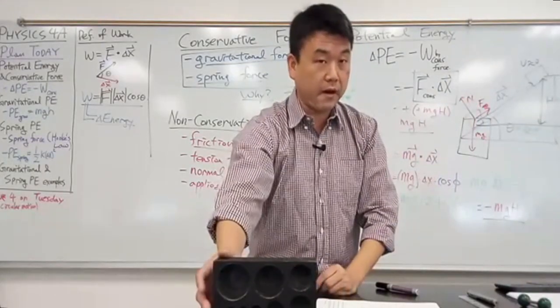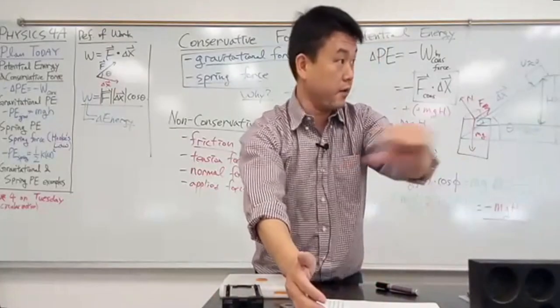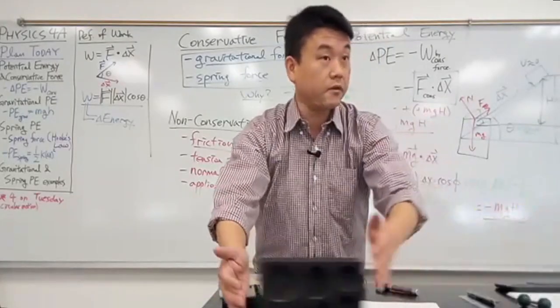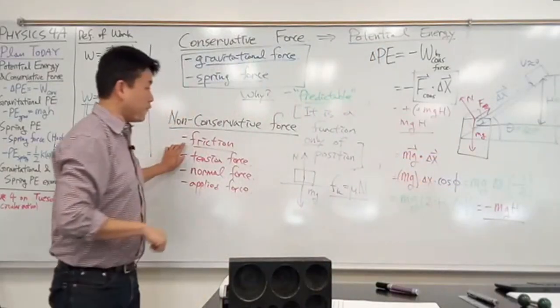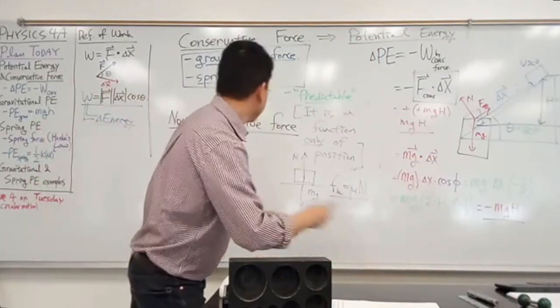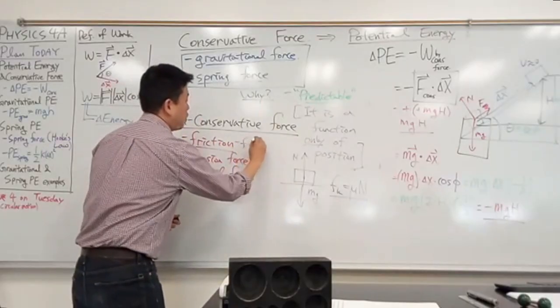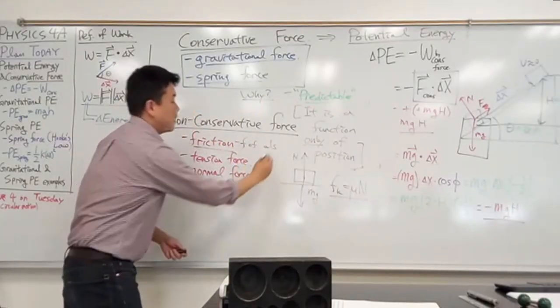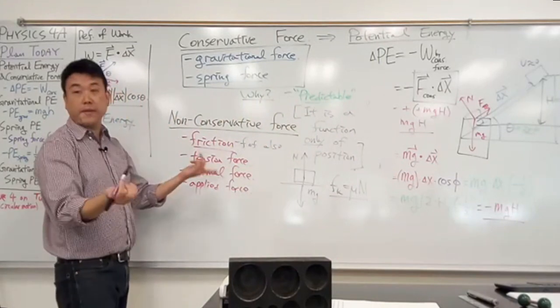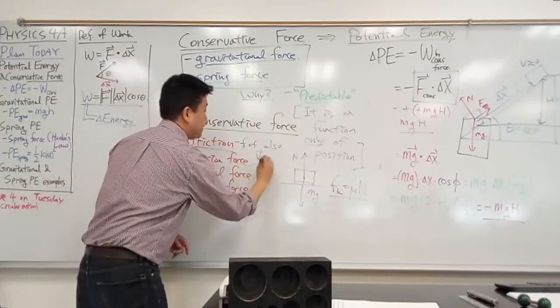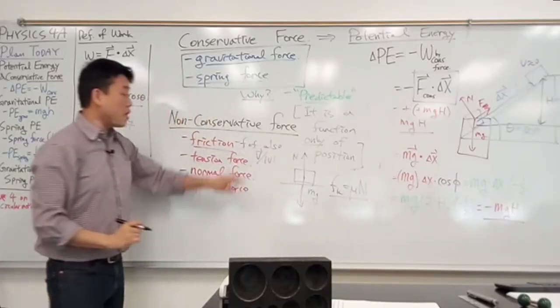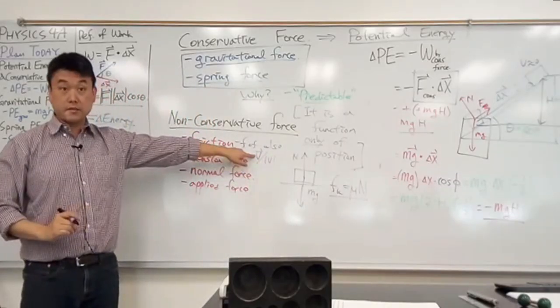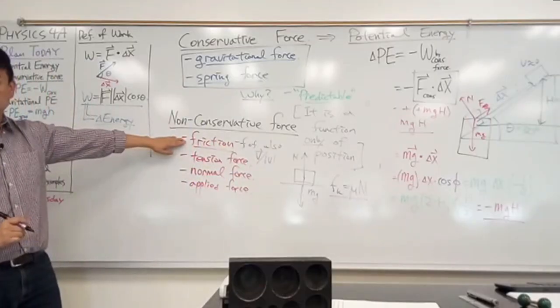When it goes from left to right, friction is acting to the left. When it goes right to left, friction is acting to the right. So friction is a function not just of normal force, it's also a function of direction. One way to mathematically say it is the velocity vector divided by its magnitude. So it does depend on the direction of velocity. That's why friction is not a conservative force.